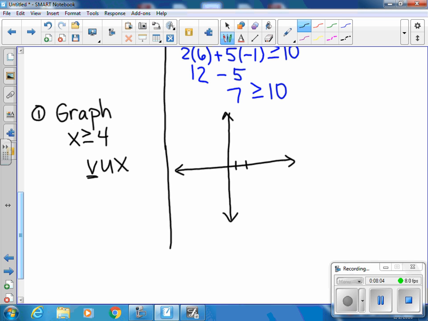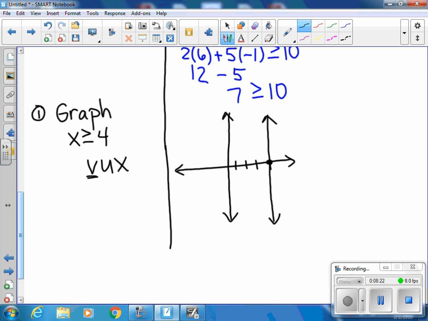So 1, 2, 3, 4, and then I'm putting a dot. Now, before I draw my line, you have to ask yourself a question. Is it going to be solid or dashed? And because it has a piece of the equal bar, that means it's going to be a solid line through that point. Okay, so the line is drawn.